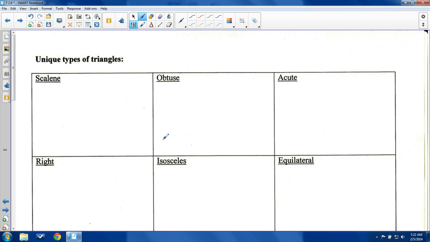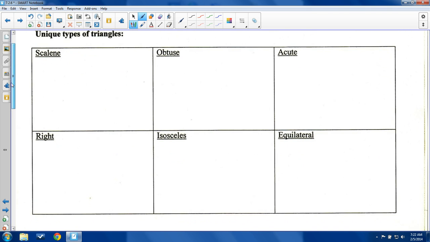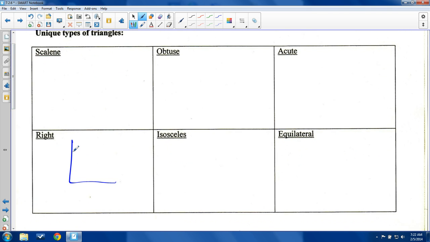Let's go with the ones that you know for sure. Let's go with the right triangle. Features a right angle, and has legs and hypotenuse. Okay, only right triangles have those terms as far as triangles go. Other ones are just called sides.